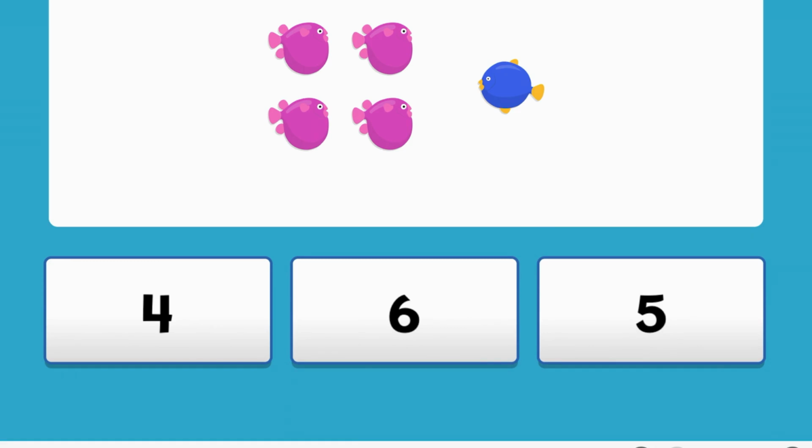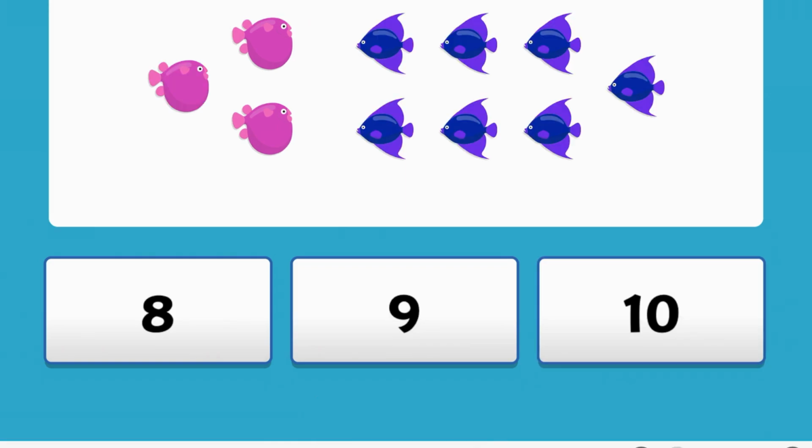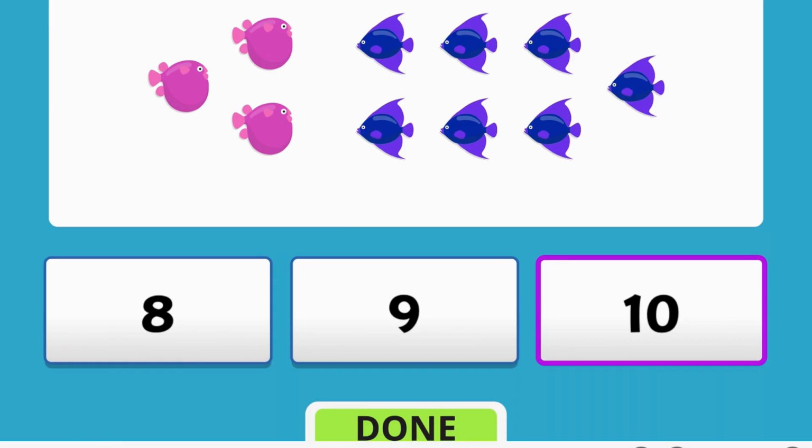There are 4 fish. Then 1 more fish joins them. What is 4 plus 1? Woohoo! 4 plus 1 equals 5. What is 3 plus 7? Good thinking. 3 plus 7 equals 10.